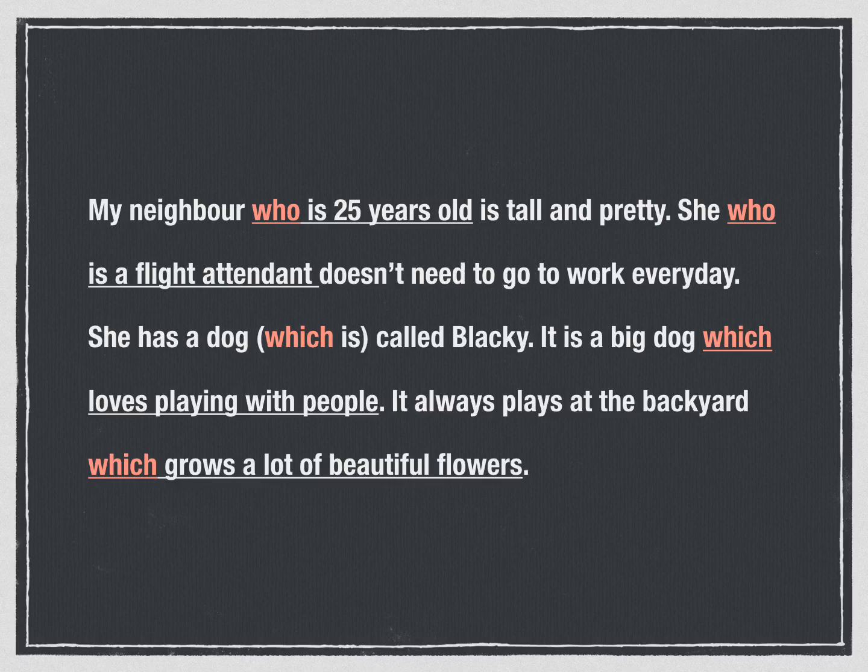If you're asked to rewrite the passage, maybe you'll write like this, right? My neighbor, who is 25 years old, is tall and pretty. She, who is a flight attendant, doesn't need to go to work every day. She has a dog called Blackie. It is a big dog which loves playing with people. It always plays at the backyard, which grows a lot of beautiful flowers.